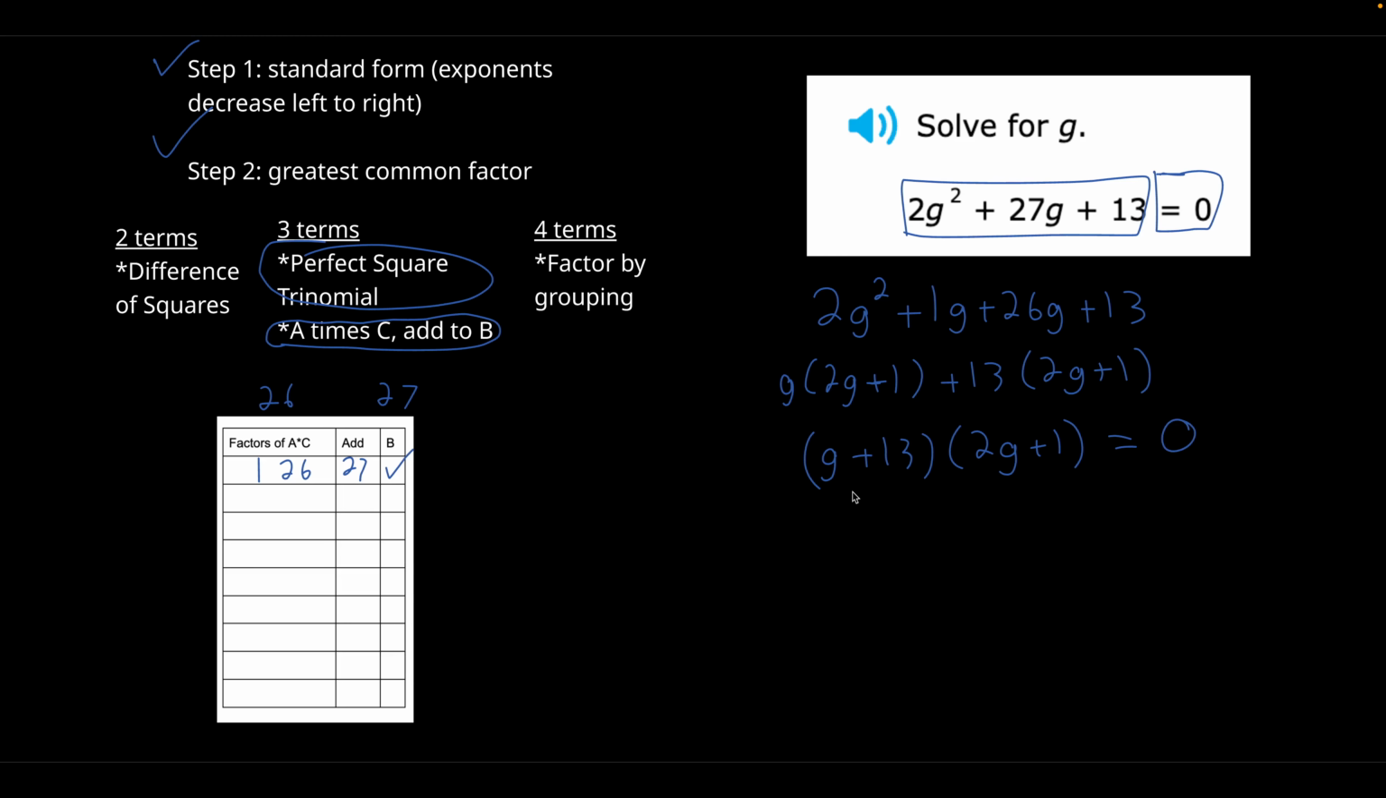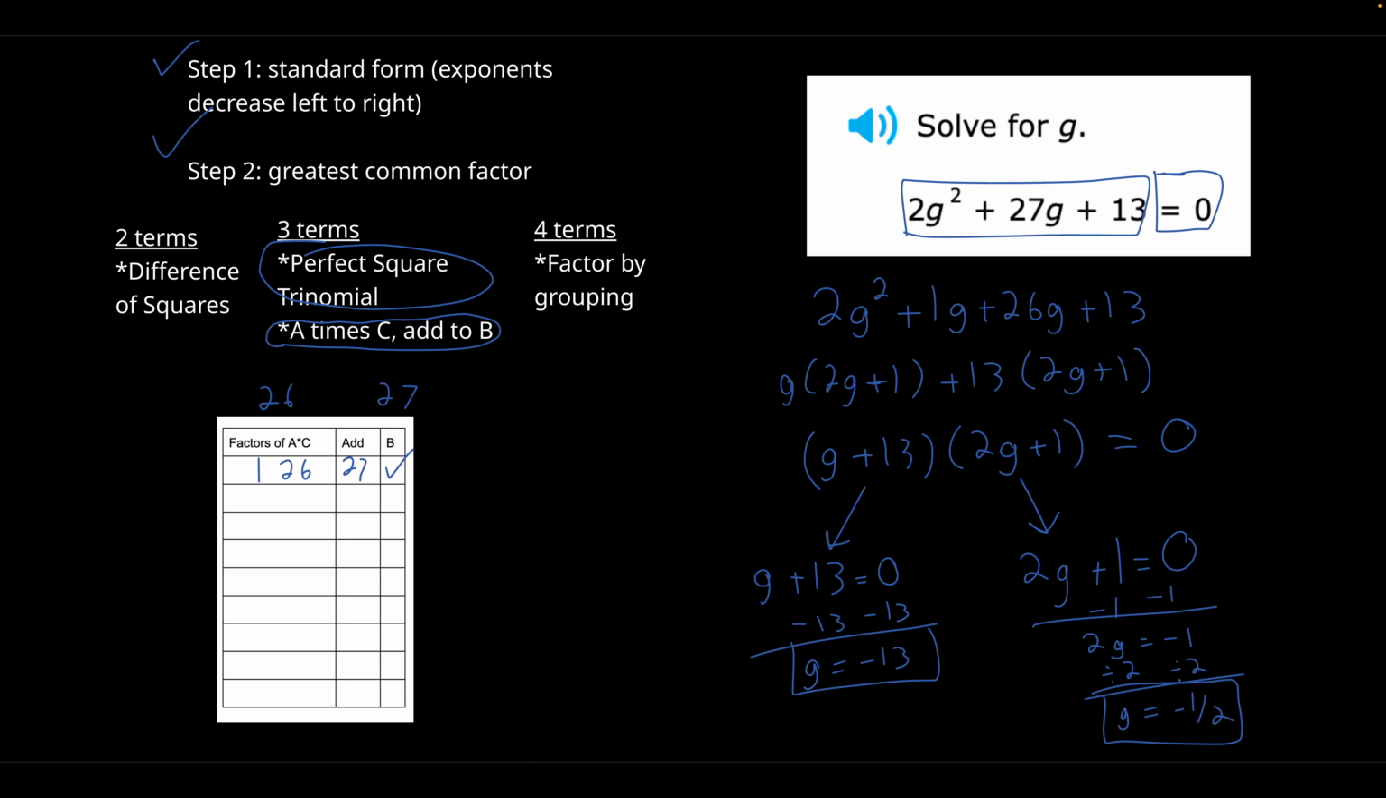Now what happens is we're going to split this into two different problems. The first problem is the first parentheses equals 0. The second problem is 2g plus 1 equals 0. We should know how to solve these one-step equations. When you have solved those equations, you come up with two solutions, and these are both solutions for the quadratic. Some might call them roots, solutions, or zeros. We have just found them for this quadratic: negative 13 and negative 1/2 are our two solutions.